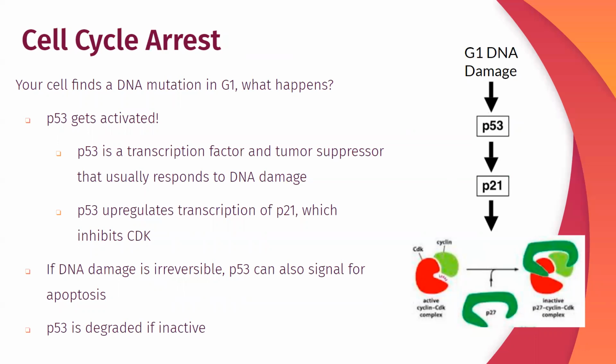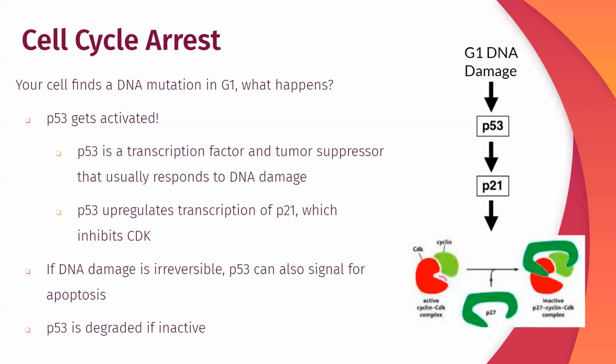If you find a DNA mutation in G1, what happens? P53 gets activated. P53 is a very important protein. It is a transcription factor and a tumor suppressor and usually responds to DNA damage. P53 upregulates transcription of P21. That's probably the most essential thing out of P53 that you need to know, because P21 is a protein that is able to inhibit CDK.